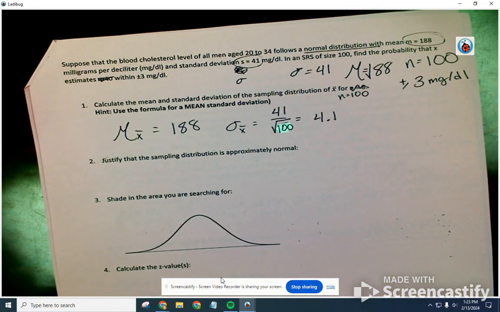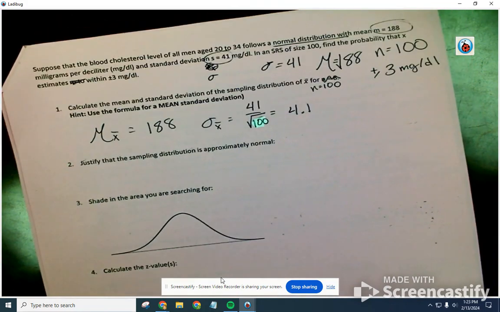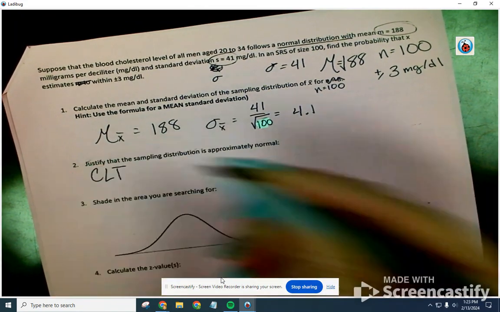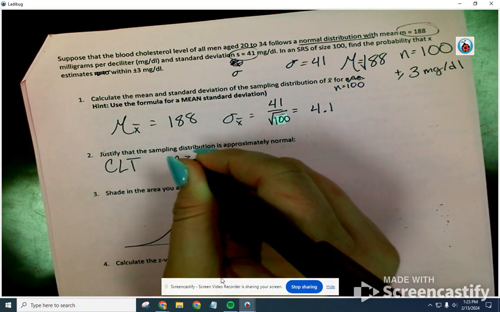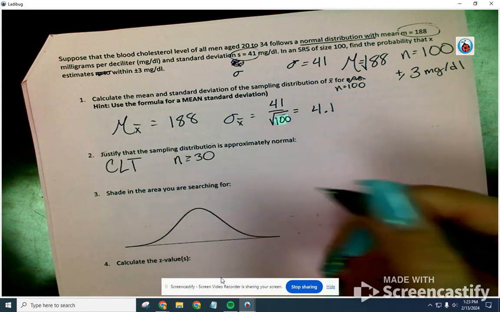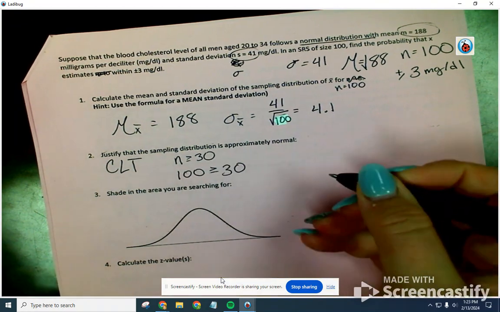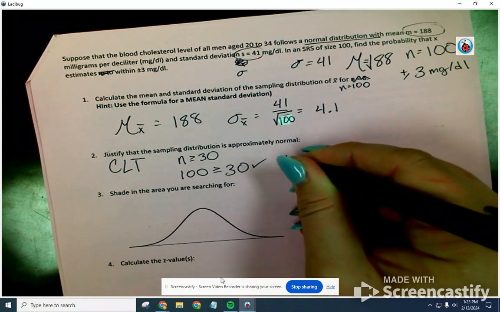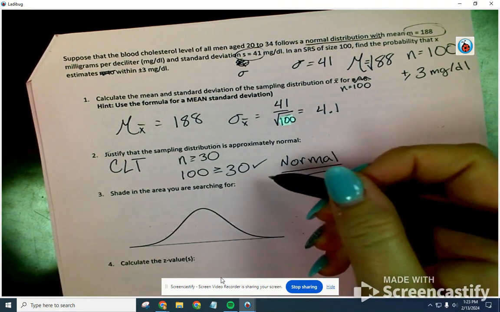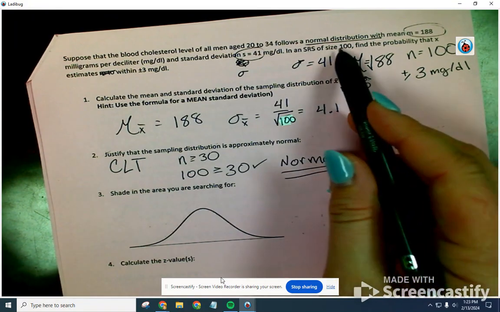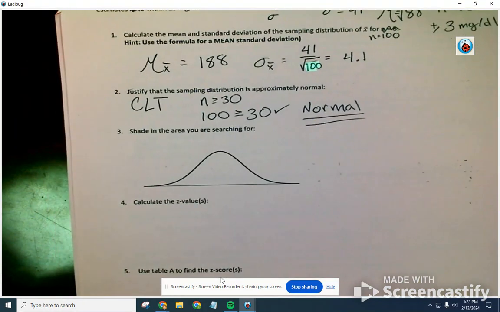And that's it. The next step says to justify that the sampling distribution is approximately normal. So because this is a mean, we are going to use the central limit theorem. With the central limit theorem, the first thing we're going to do is figure out, is the sample size greater than or equal to 30? And in this problem, the sample size is 100, and 100 is greater than or equal to 30. So we're going to say yes, this is normal. If the sample size were less than 30, then we would look at the problem where it says that it has a normal distribution and just follow the population's distribution.